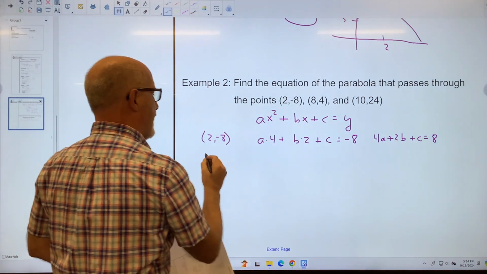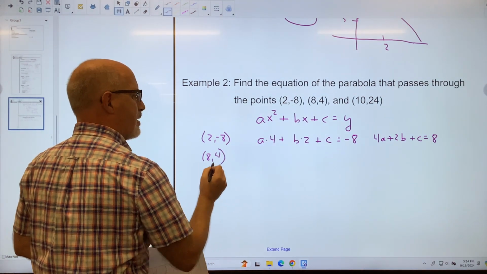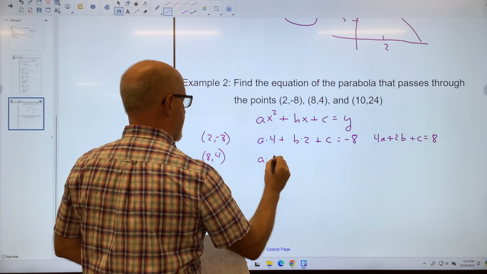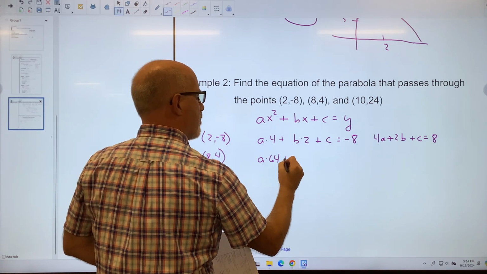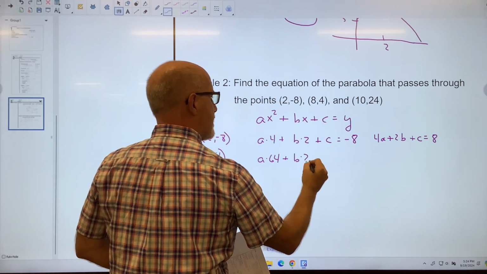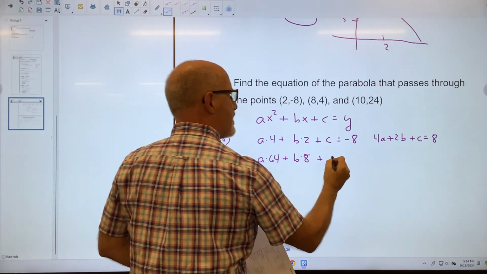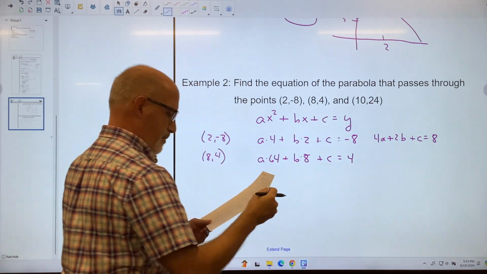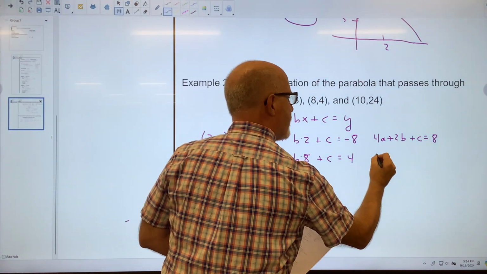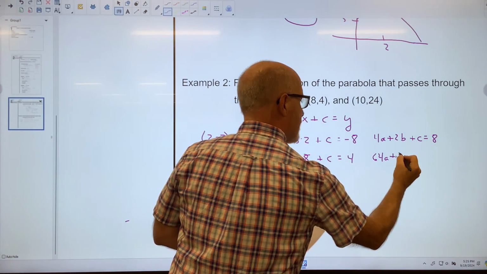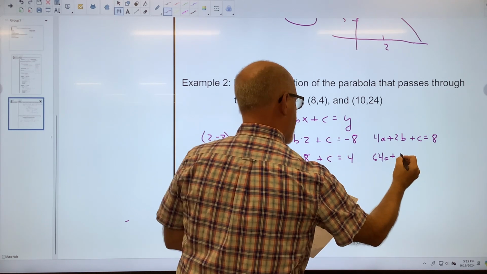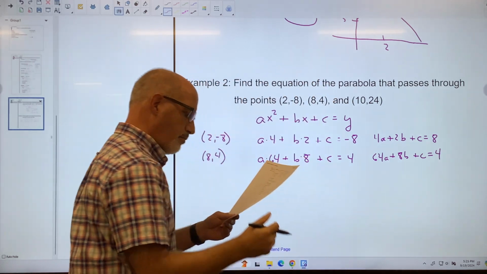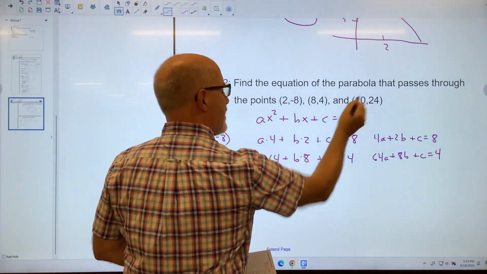Now I'm going to do the same thing with 8 and 4. I'm going to put in 8 for my x here, so I'm going to have a times 64 plus b times just 8 plus just a c, because there's no x in that one, equals my 4 as my y value. And so that equation is going to be 64a plus 8b plus c equals 4.